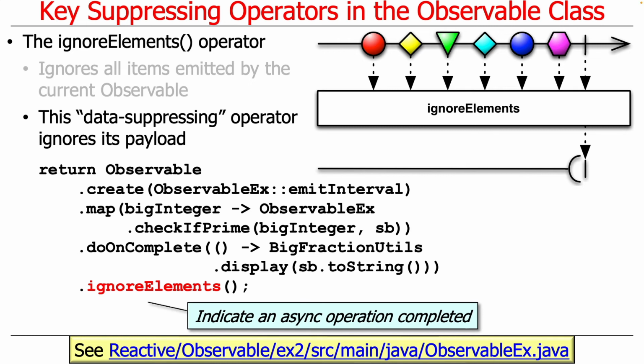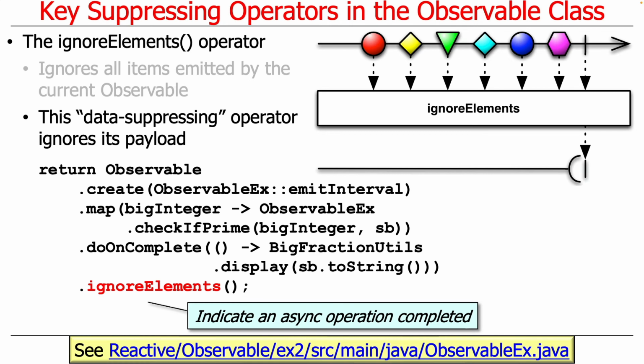So it's basically a data suppressing operator that ignores its payload. Here's a particular example where we're going to generate a stream of values at an interval, like every second or whatnot. We're going to check to see whether or not those values are prime. When the stream is complete, we're going to display everything. And the very last thing we're going to do is return a Completable from ignoreElements. And you might ask the question, why on earth are we doing this?